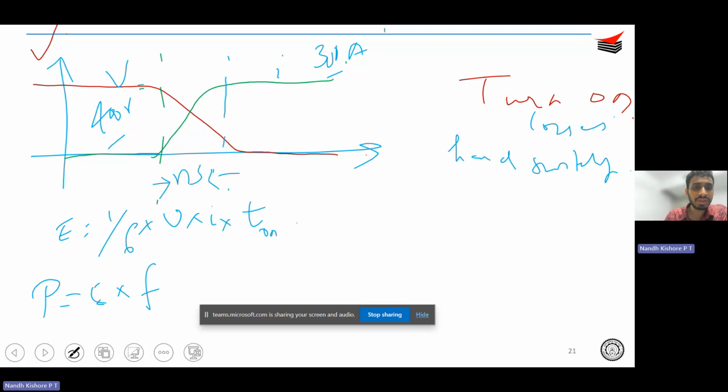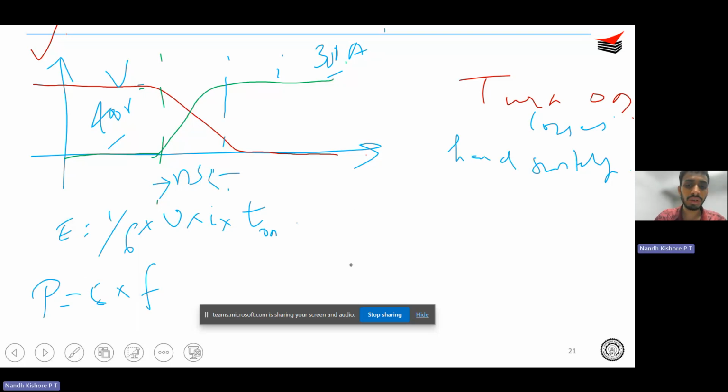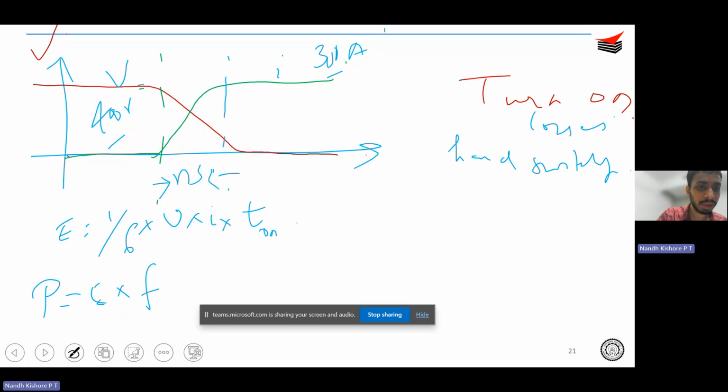So what do they mean in the question when they tell that the converter is turning on or turning off at zero current or zero voltage? During this period, you understand that my loss is going to be something like this. So this is my power. That is going to be a huge loss, correct?